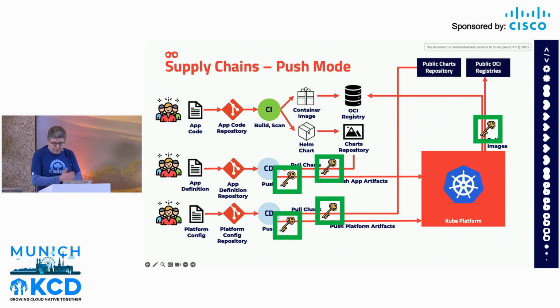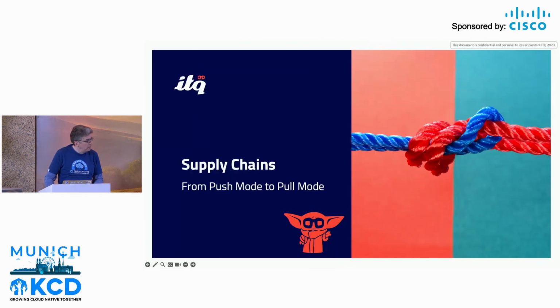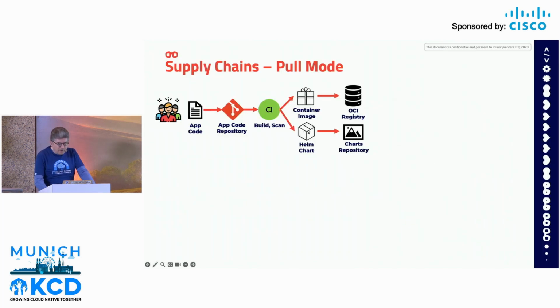So in that situation, with push mode, the supply chain, you have the credentials here. So you can see how the credentials are spread around multiple users and multiple workflows. And these permissions are managed to access multiple services, OCI registries, chart repositories, Kubernetes platforms, etc. So how to reduce this spreading? By using pull mode.